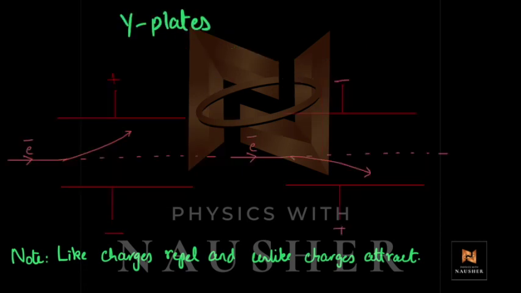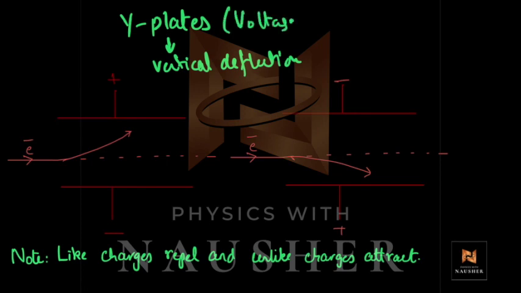Remember this. And now these two plates, which cause vertical deflection, the Y plates cause vertical deflection, and Y plates are also referred to as the voltage gain. So like X plates have the name time base, Y plates have the name voltage gain. So these represent the Y plates, because they cause a vertical deflection.